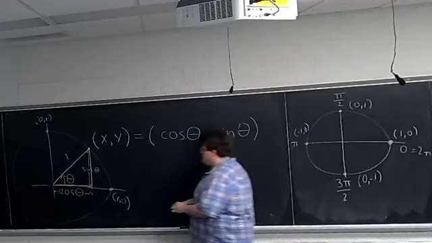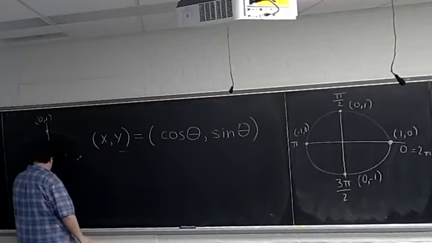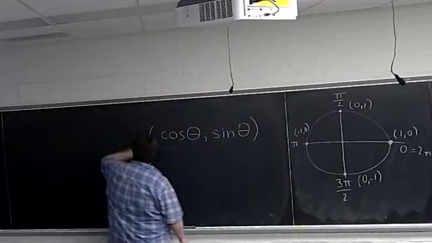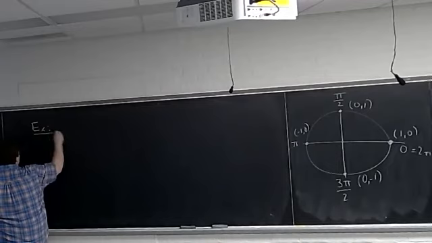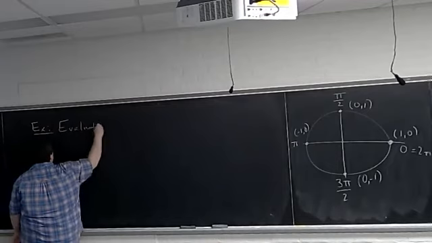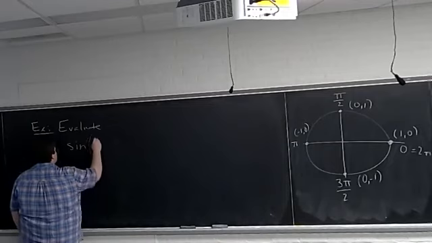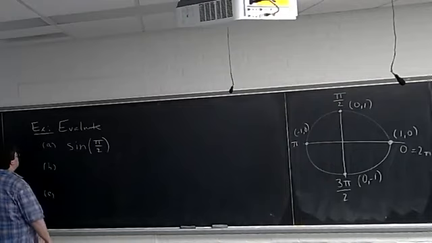With that and this observation, we can do a couple examples. So let's do a couple examples. Evaluate, let's do 3. Evaluate sine of pi over 2. We will be doing some calculus with trig functions. A lot of the calculus we do will result in our having to evaluate trig functions at certain numbers, which will show up conveniently on the trigonometry page. So let's evaluate sine of pi over 2.